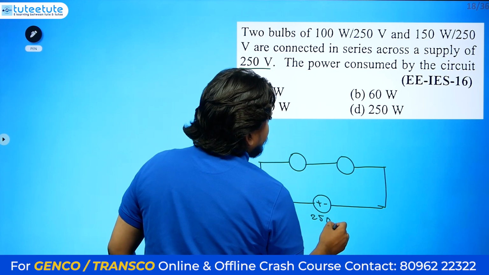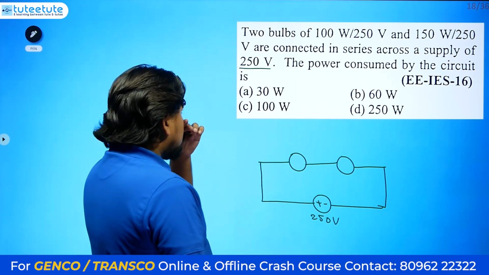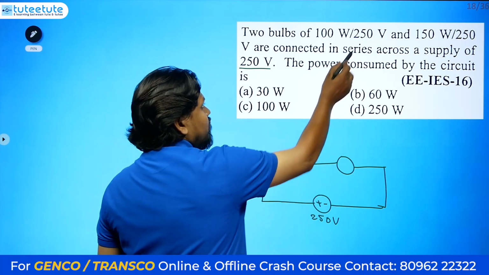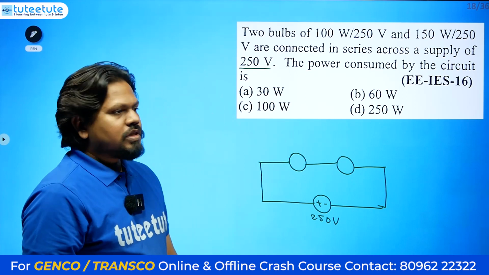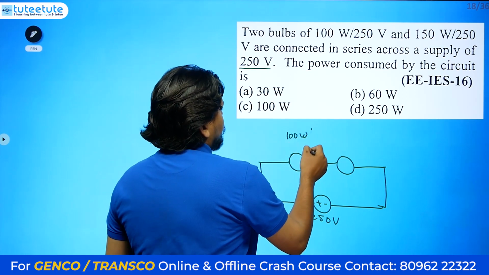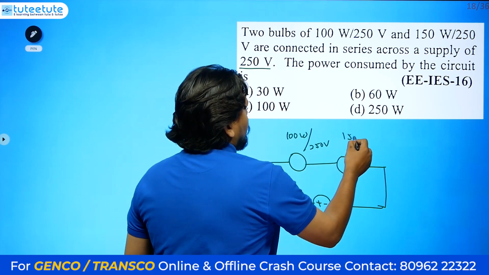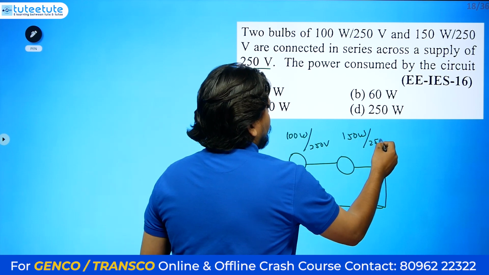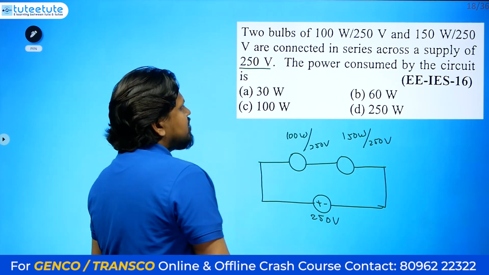Whenever you see the question, you need to read it only once, not many times. If you read it again and again, one by one, you will waste time. So this is 100 watt, and the voltage rating is 250 volt. This one is 150 watt by 250 volt. They are asking about the power consumption in this network.